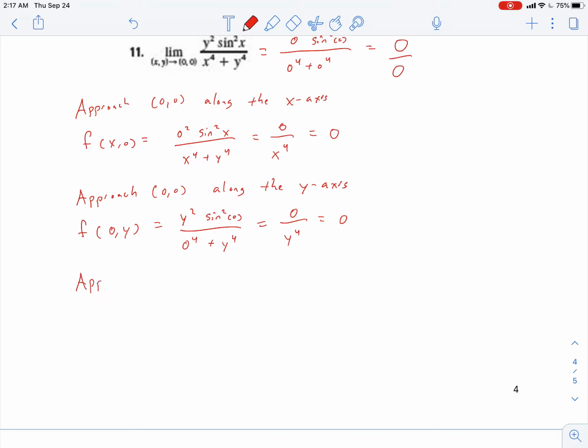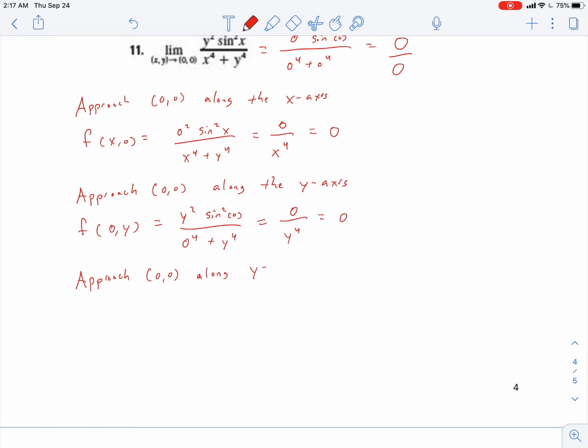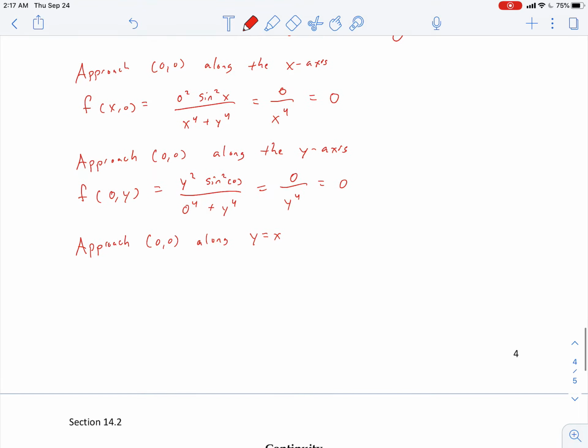So now let's go ahead and try a different pathway. So we're going to approach 0, 0 along, and then what's a line that goes through there? Along y equals x. That goes straight through the origin. I could have chosen y equals x squared or x cubed, but I'm going to choose y equals x. And so, approaching 0, 0 along the y equals x line, it's going to make my f of x, x. Because now y is x, I can go ahead and substitute in there.